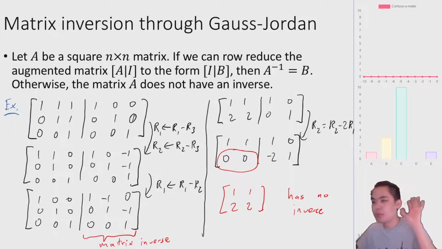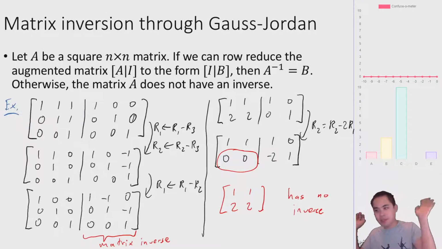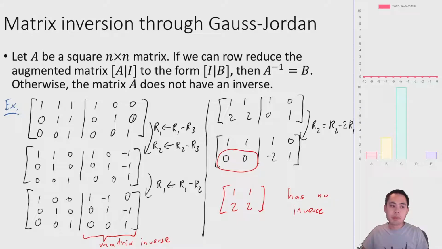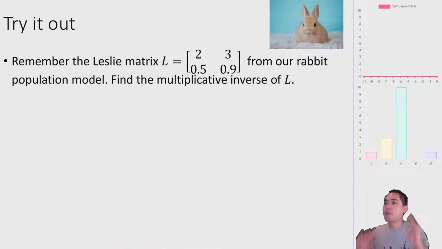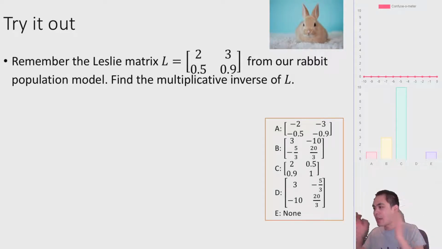Okay, so now we've gone through a lot of techniques here, so it's a big algorithm which you should learn. And now let's have you all try it out. Let's go back to our rabbit example. Remember that we had a Leslie matrix for the rabbit population model. How do you find the multiplicative inverse of L? So let's have you all do that now.